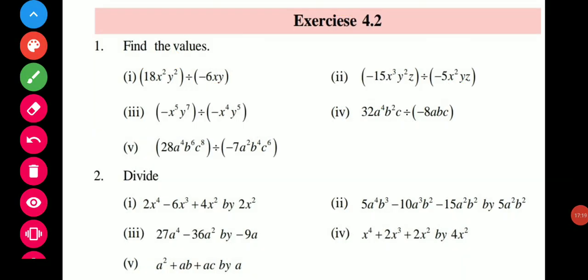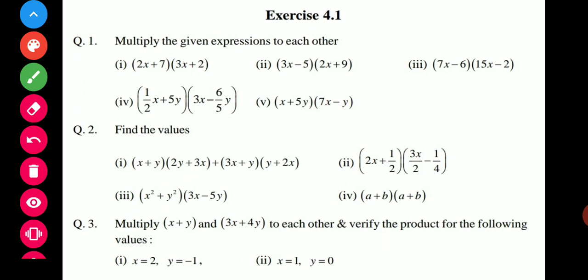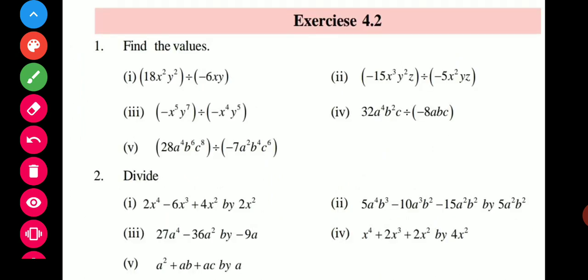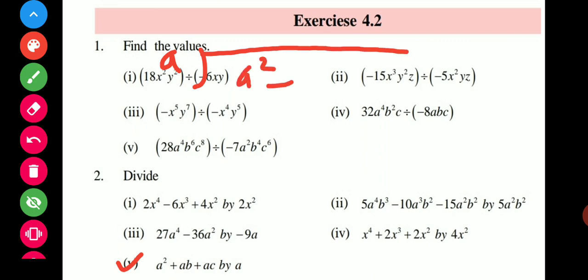Now come to the fifth part of this question. So it is divided by a, and here is a square plus ab and plus ac.